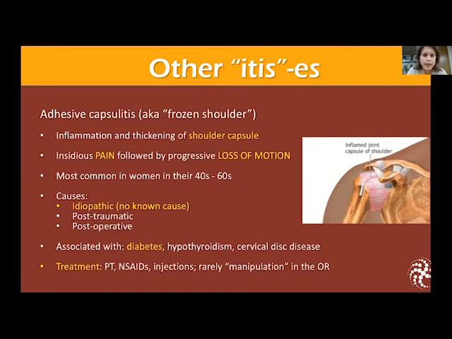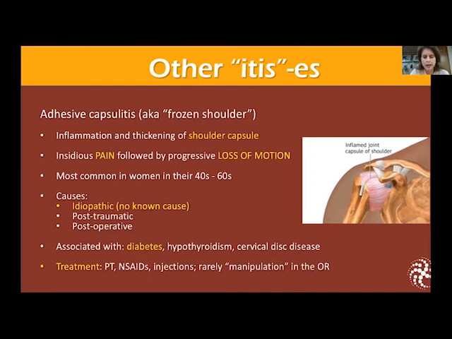It's very common in women in their 40s to 60s. Usually the cause is unknown. We don't really know why it comes on. Sometimes if you've had a trauma to the shoulder, you can get post-traumatic frozen shoulder. The other thing we really worry about is post-operative frozen shoulder, which can certainly happen in certain individuals. We try to prevent that with therapy and try to identify high-risk patients. It is associated with diabetes or hypothyroidism, so if you have those, you're at higher risk. And cervical disease, neck issues, has also been found to be associated with it.